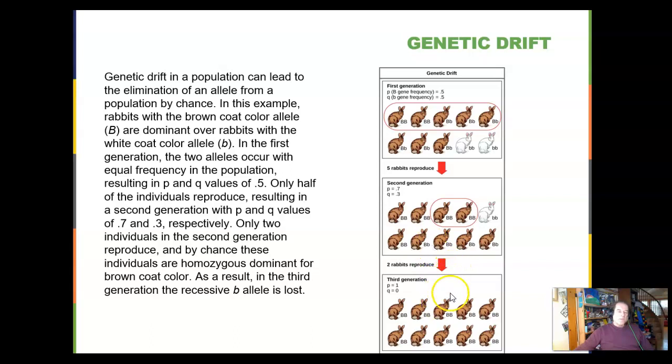And then in one more random sampling, it could happen that only 2 rabbits reproduce, just these 2 that are homozygous dominant. All of the offspring are now brown and fixed. And this is the danger of very, very small populations. They genetically do not stay the way they were. You lose rare genes in small populations.